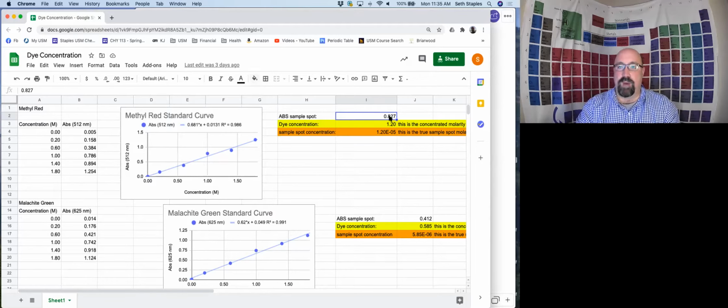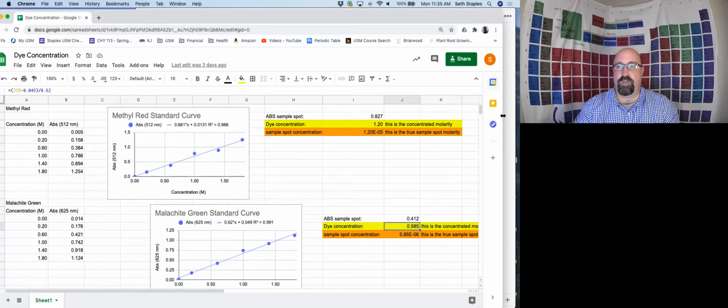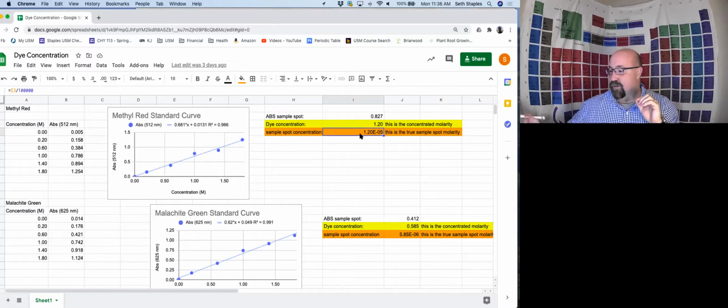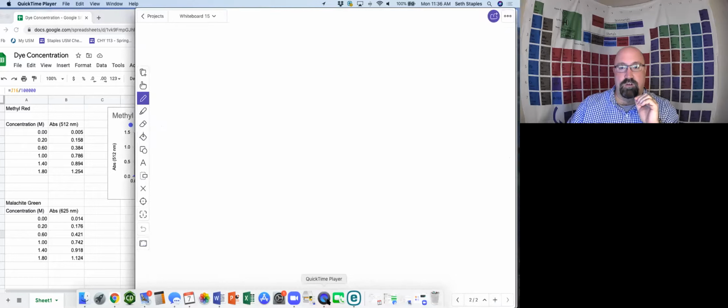So that means that this 1.2 and this 0.585, which were the concentrations that we just found, those are the actual concentrated values. So now we have to divide each of those by 100,000 to get what the actual concentration of the dyes were within the river. And doing that, we found 1.20 times 10 to the negative fifth for methyl red, and 5.85 times 10 to the negative sixth for malachite green.